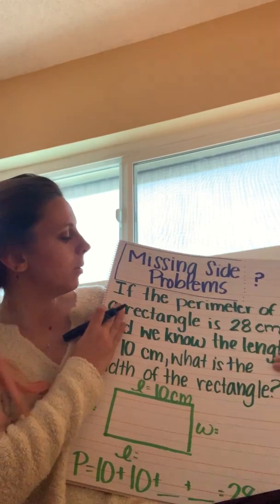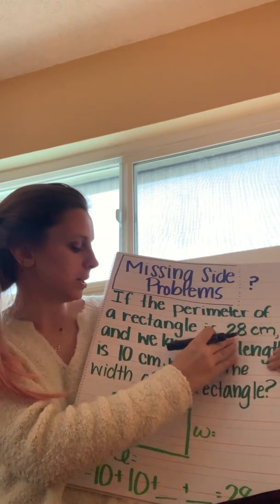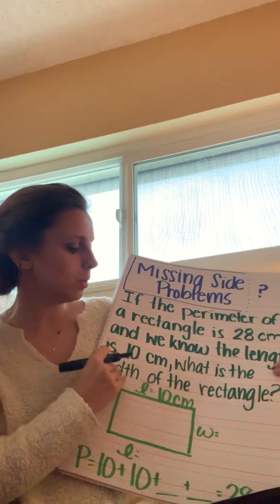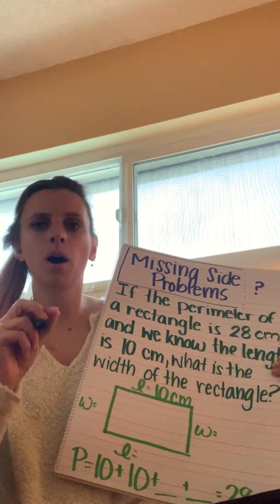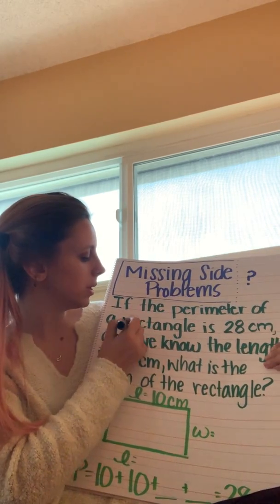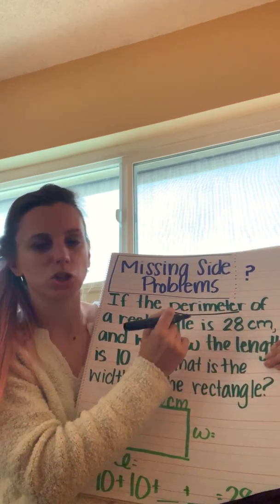So here's an example. If the perimeter of a rectangle is 28 centimeters and we know the length is 10 centimeters, what is the width of the rectangle? So I'm going to pause. I'm going to use my cube strategy, and I'm going to see that I've got some keywords here. I'm looking for perimeter. So I'm just going to underline that. I know it's not the question.